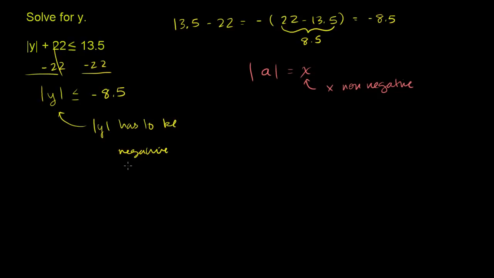We know that you take the absolute value of anything, you're going to get 0 or a positive number. You're going to get a non-negative number. There is no number you can put here whose absolute value is going to give you a negative number, especially one less than negative 8.5. So there is no solution to this problem. You cannot find a y that will satisfy this. So there is no solution.